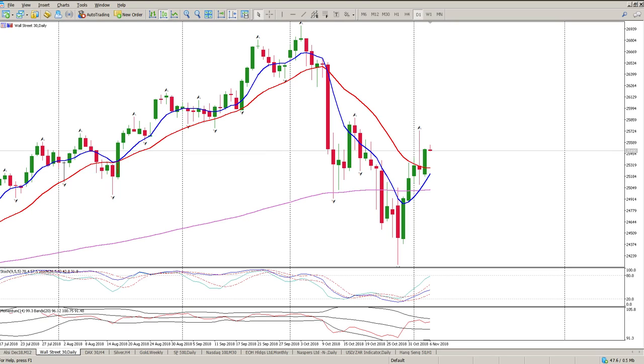Good morning, traders. So how do we trade the Dow Jones this morning? Bearing in mind today is midterm elections, so we could see some volatility. But I think let's just look at the price action for now.